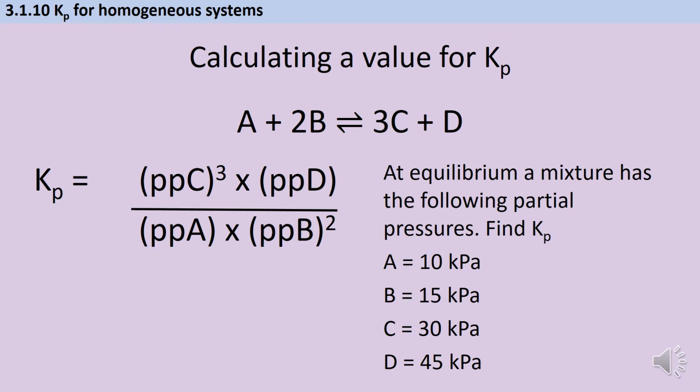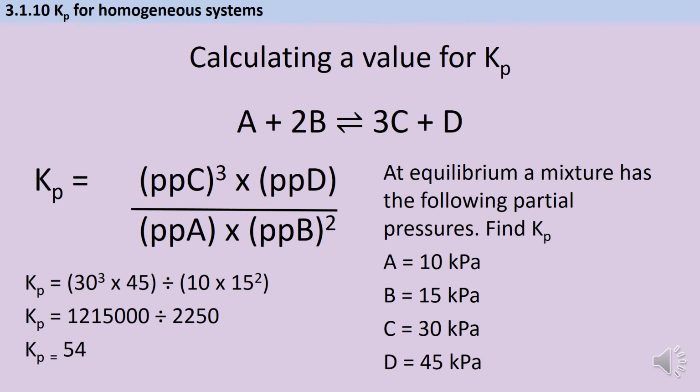So to work out my value for Kp, I would need to substitute each of these in the right place. So we're going to have 30 cubed, because that's the partial pressure of C, times by 45, because that's the partial pressure of D, and then that whole lot divided by 10 for the partial pressure of A, multiplied by 15 squared for B. And that gives me a final answer of 54.